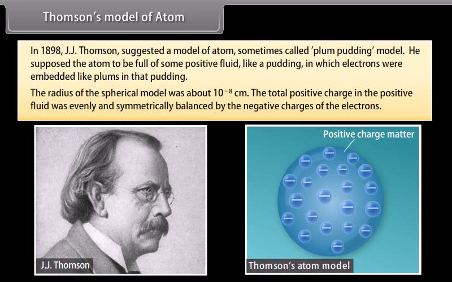The total positive charge in the positive fluid was evenly and symmetrically balanced by the negative charges of the electrons. But this model was discarded because it failed to satisfy the result of the experiments performed by Rutherford.